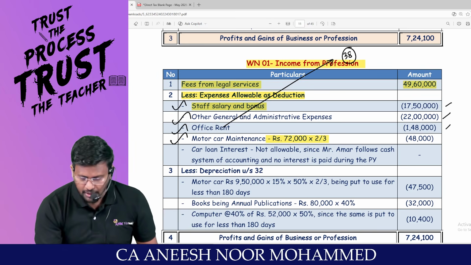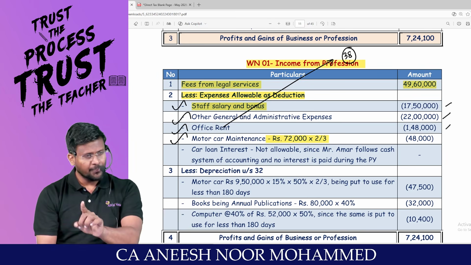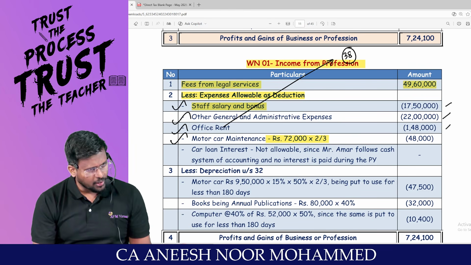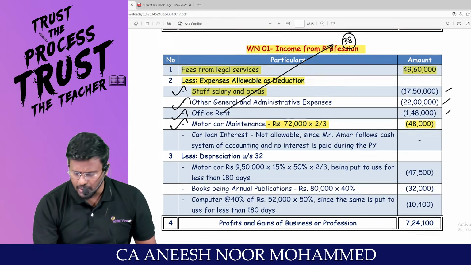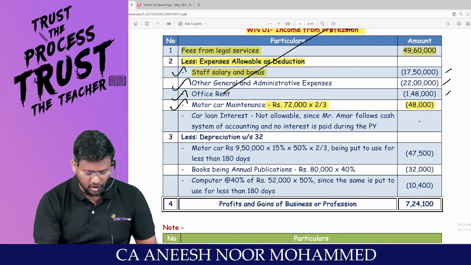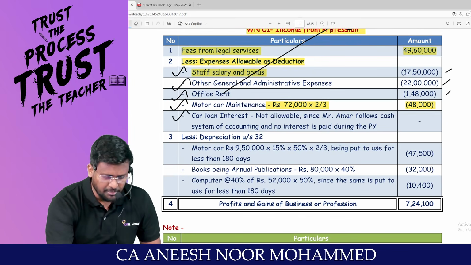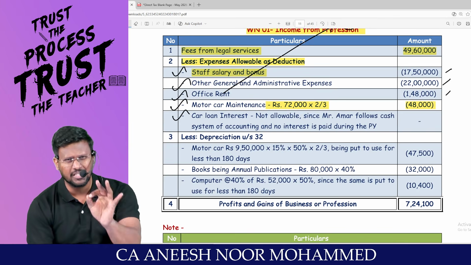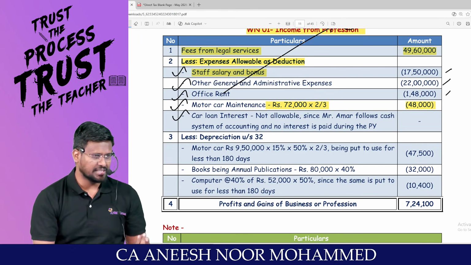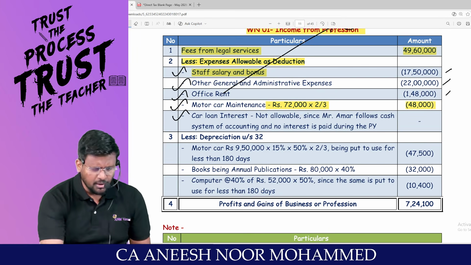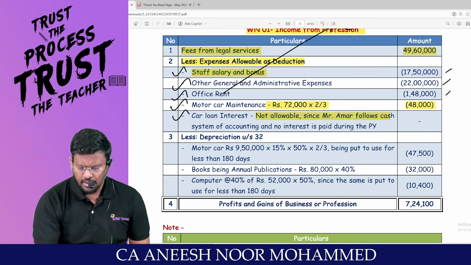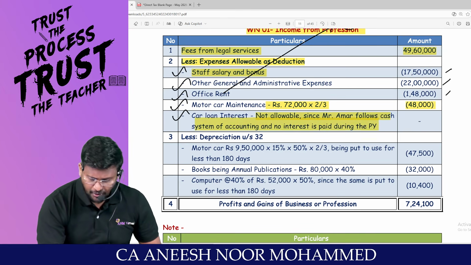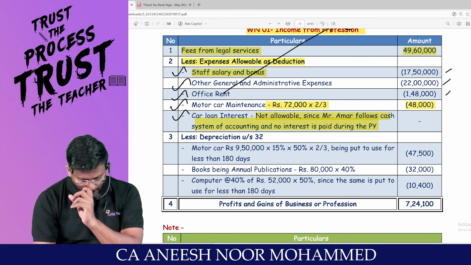So out of 72,000, 1/3 is for personal purpose. That means 2/3 is for business purpose. Up to that 2/3, you are entitled to claim it as a deduction. Car loan interest, my dear lovable students, first of all, what system is being followed? Cash system. No loan has been paid, so no deduction, not allowable. Since Mr. Amar follows cash system of accounting and no interest is paid during the year.